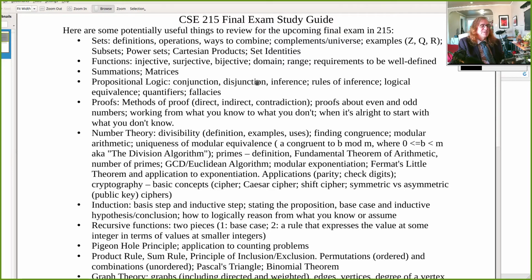Logical equivalence: two things are logically equivalent if they're equally true or false at the same time. So if their truth tables are identical, or if they have exactly the same logic value in all cases, they're logically equivalent.